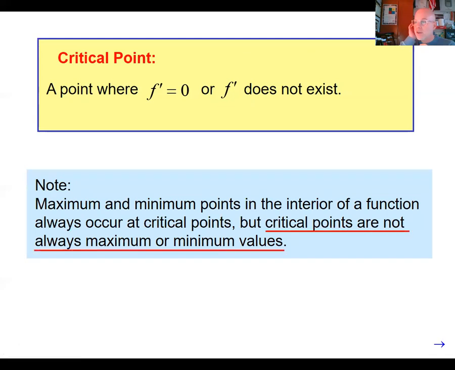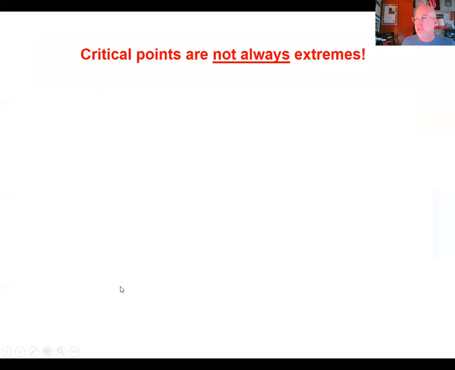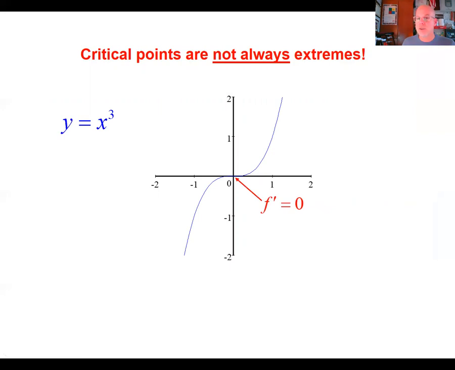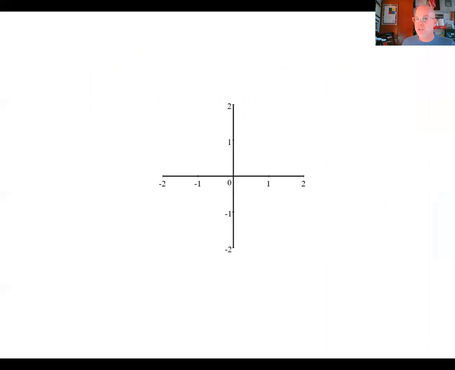Notice max and min points in the interior of the function always occur at critical points, but critical points are not always maximums and mins. If you think about this for a second, is it possible for the graph to have a slope of 0 but not be a max or a min? Think about graphs that have slopes of 0 that aren't maxes and mins. What comes to mind? Yeah, I'm thinking of a cubic function, just the basic y equals x cubed. There's a slope of 0 right there at (0, 0), at the inflection point, but that is not a max or a min. So critical points are not always extremes. Here's my example. Just because I have a slope of 0 doesn't mean that it's going to be a max or a min. So that's not an extreme.